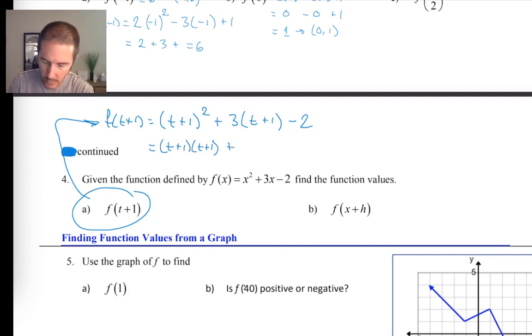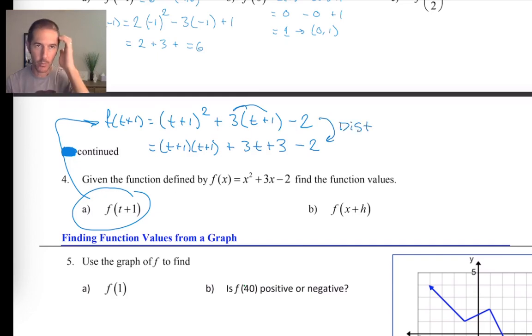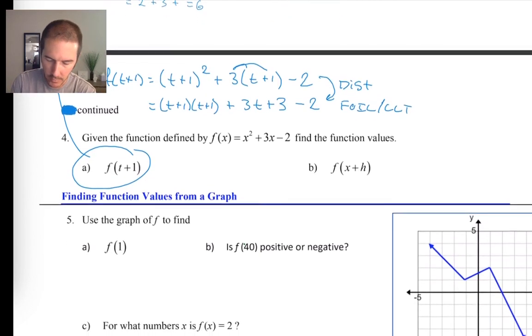And then we can distribute the multiplication by 3, giving us 3t plus 3. And then I'm going to leave the minus 2 at the end. We'll deal with that on the next step. So in going from this line to this line, really all I did was distribute. I did write out the (t plus 1) times (t plus 1), but we haven't really done any arithmetic yet. But the next big thing that I'm going to do is FOIL the (t plus 1) times (t plus 1), and I think I'll combine like terms down here. So I'll write FOIL and combine like terms, CLT for combine like terms.